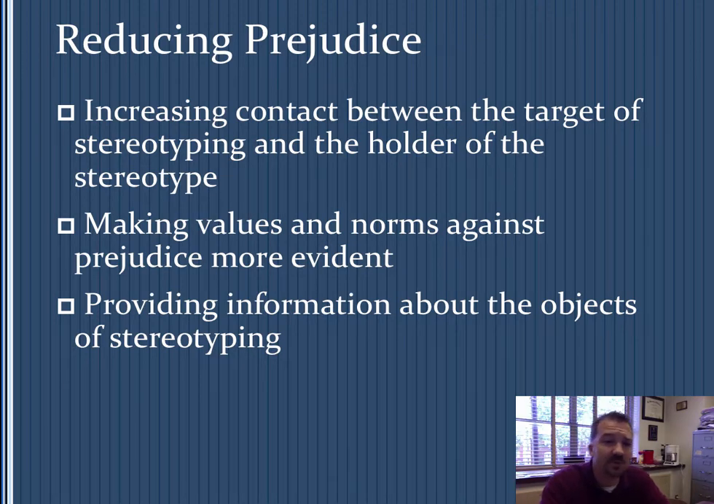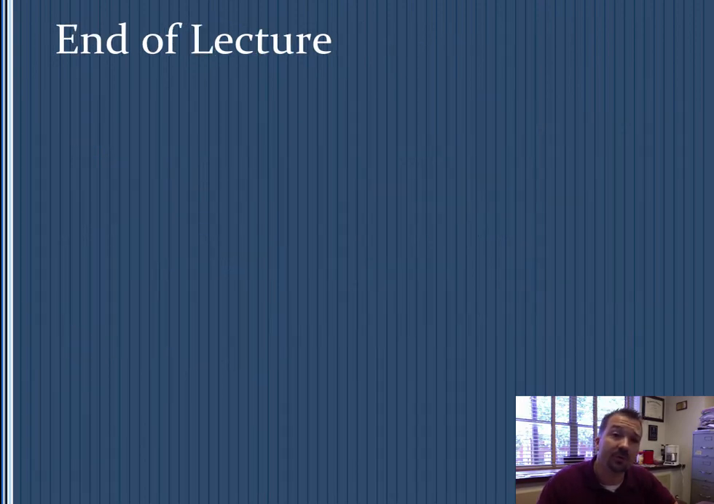Provide information about the objects of stereotyping, the people who are being stereotyped against. Just give people more information about those individuals. So you help the person who has the prejudice realize that they can't just put those people in that little box, that you need to expand that box for those people. You need to show that there's actually a lot of variance out there. There's a wide variety of people out there. You can't just lump everyone in one category. So providing that information, expanding people's knowledge, is very helpful in reducing prejudice.